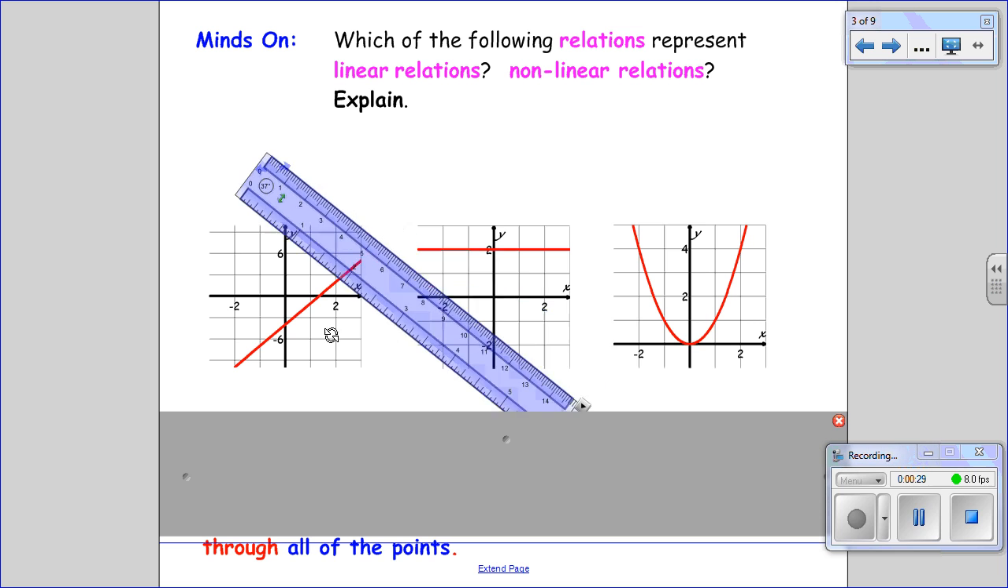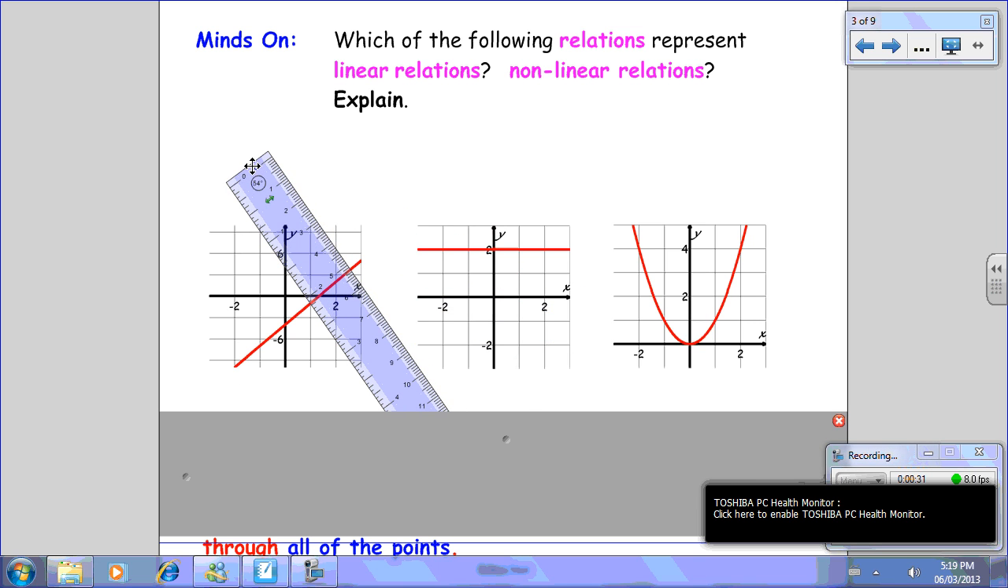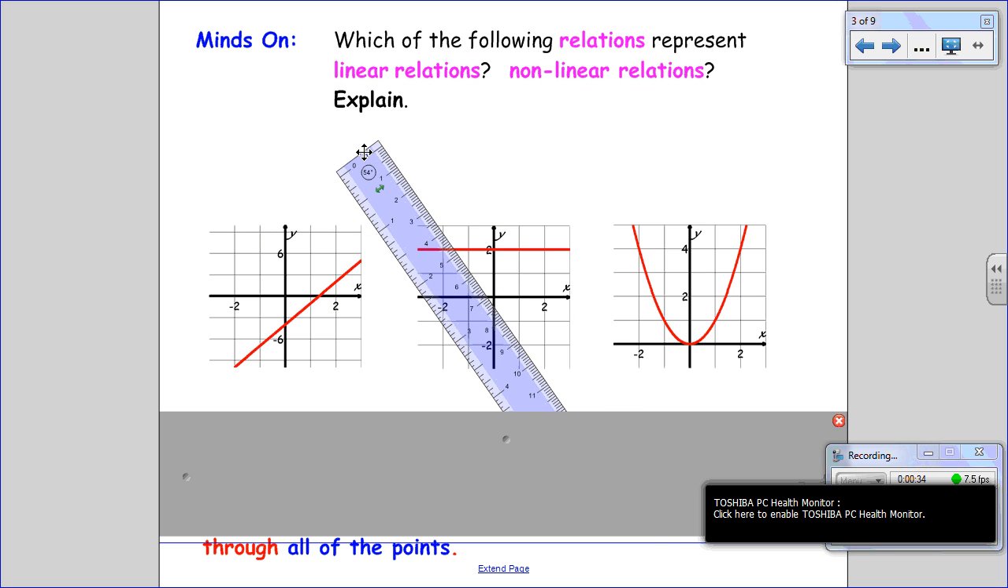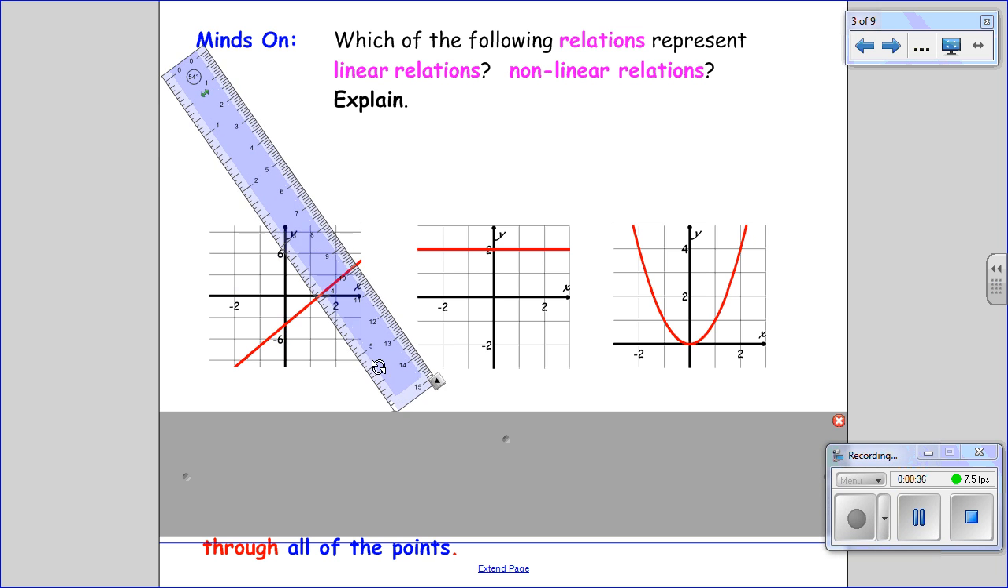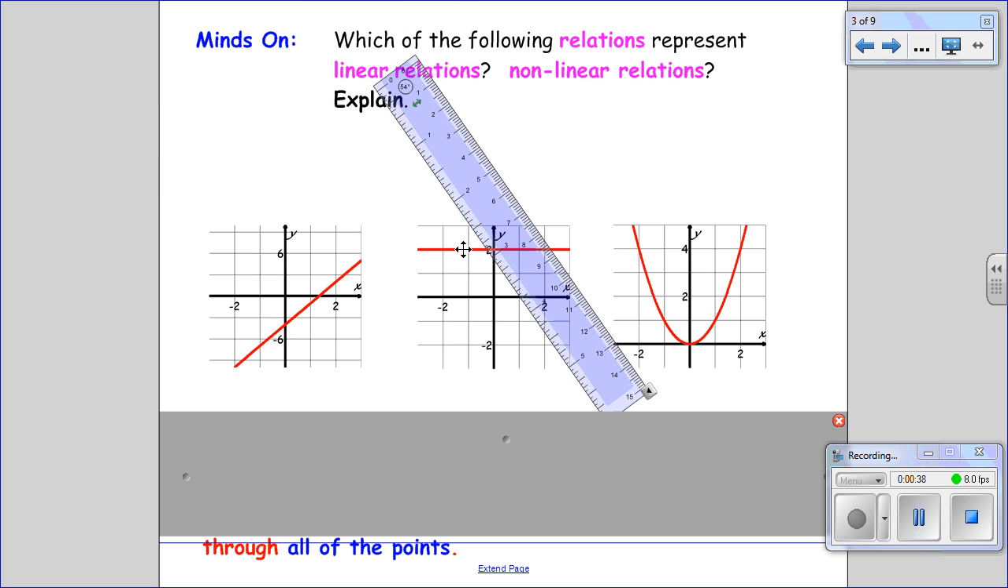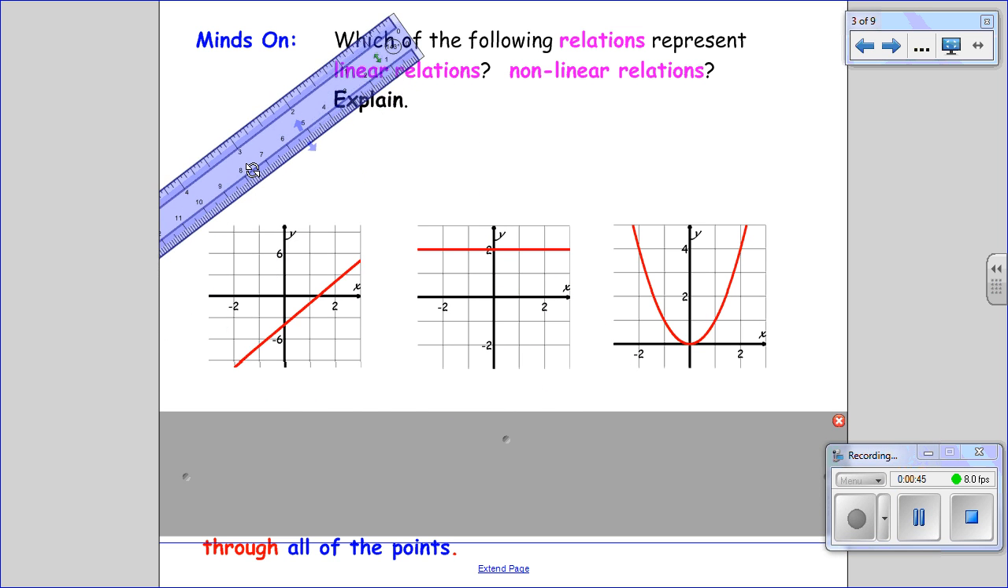So one of the things we did was we picked up a ruler and we dragged our ruler around and we said, can I line this up? Apparently, I'm not very good at lining up the ruler. I had it working a minute ago. Practice only makes perfect sometimes, I guess.